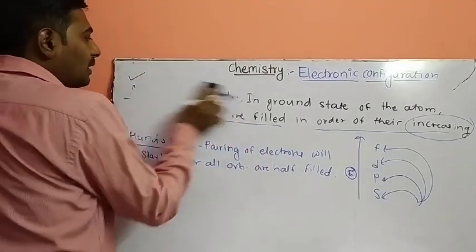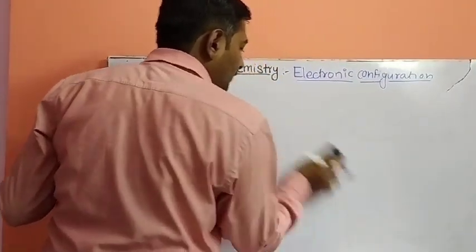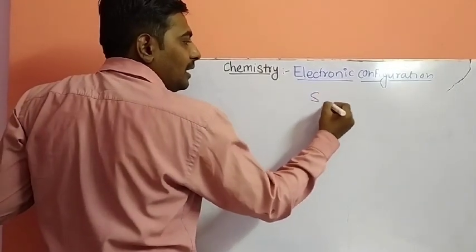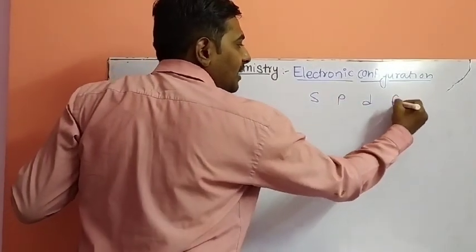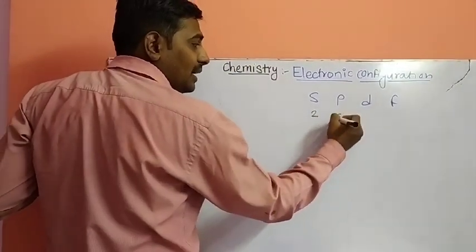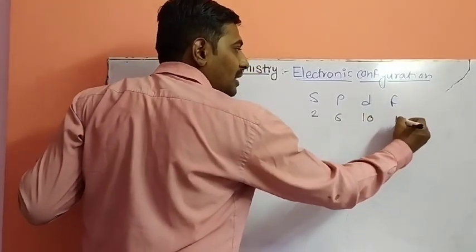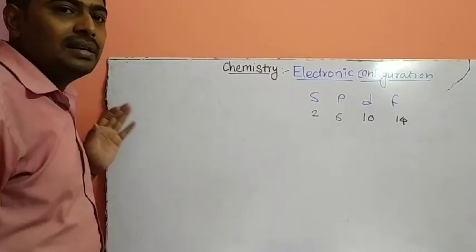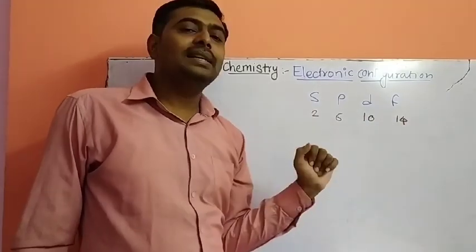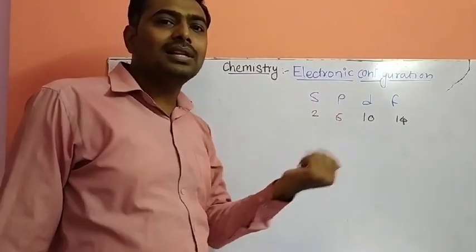First of all, what is the Aufbau rule and how does it work in an electronic configuration? There are 4 orbitals present: s, p, d and f, in which the s orbital has a capacity of 2 electrons, the p orbital 6 electrons, the d orbital 10 electrons and the f orbital 14 electrons. As the electron capacity increases, the energy also increases.